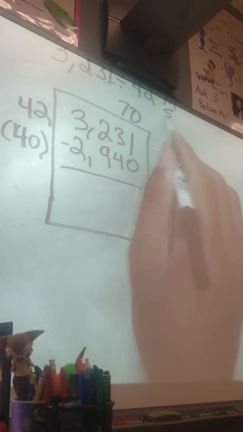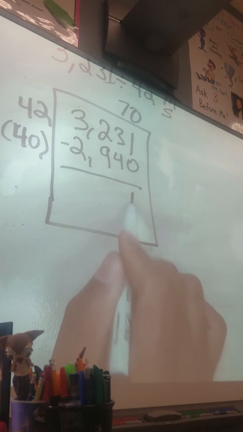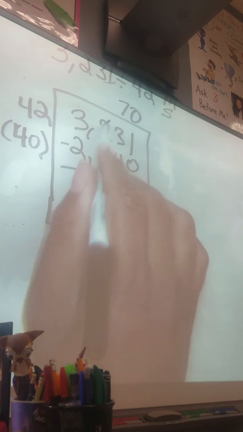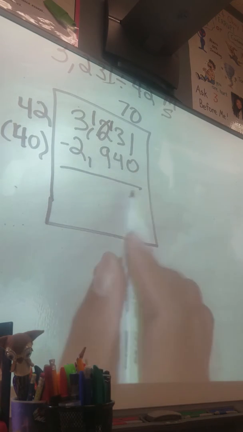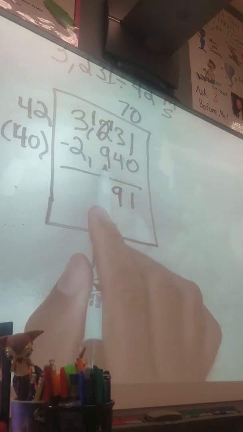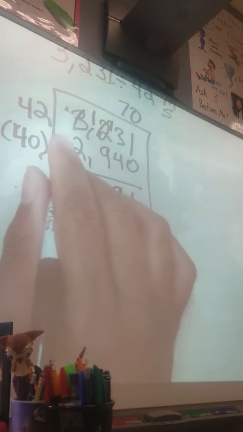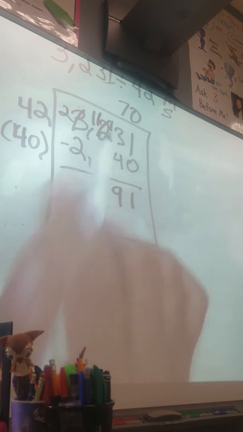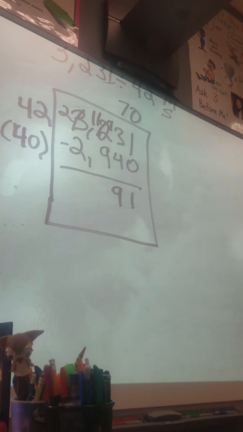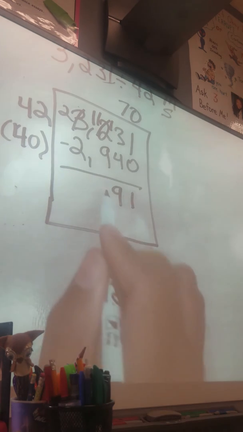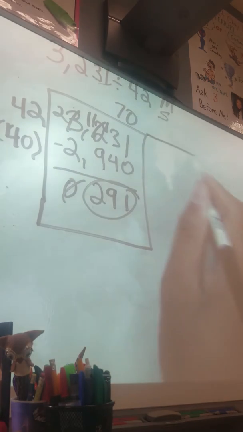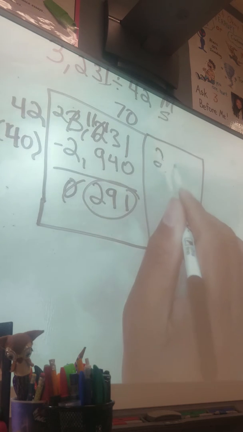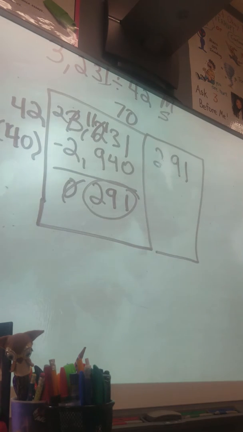So there's my subtract. 1 minus 0. 3 minus 4 I cannot do. So I'm going to borrow from the 2, make it a 1. 13 minus 4 would give me 9. 1 minus 9 I can't do. I borrow from the 3, giving me a 2, turning my 1 into an 11. 11 minus 9 would give me 2. 2 minus 2 is 0. I have 291, and I'm going to move that over. Okay? And we're going to start all over again.